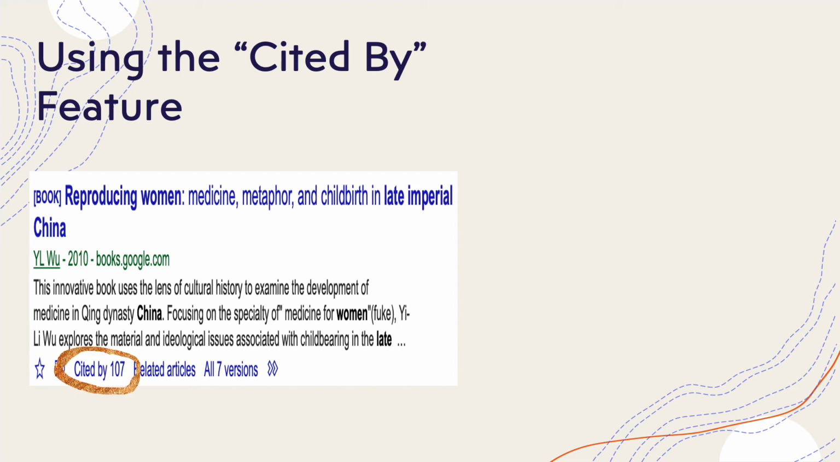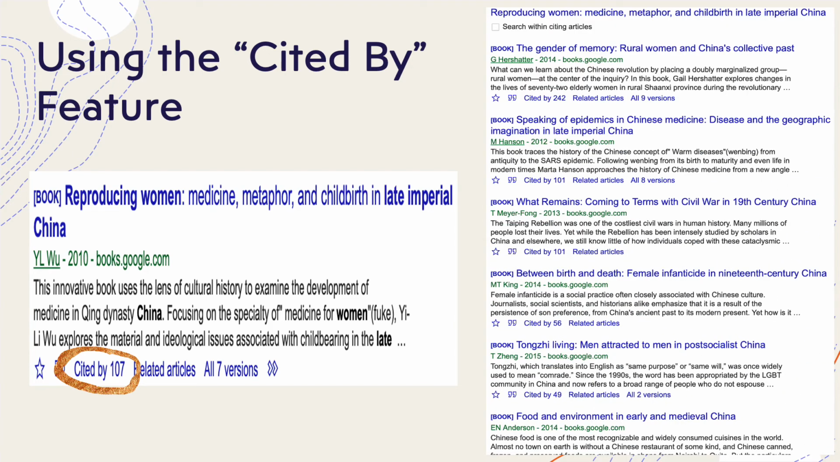If you look at the area that I've circled right here, you can see that this particular book, Reproducing Women, has been cited by 107 different authors, which means they've used part of this author's work in some way, shape, and form in their own scholarship. And if I click on that Cited By link, you'll be taken to a page which just lists all of those 107 sources. This is a good way to kind of fill out your bibliography and find other things that are related to the topic that you started with that you could include.